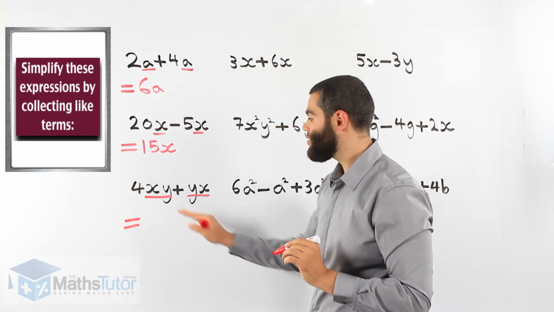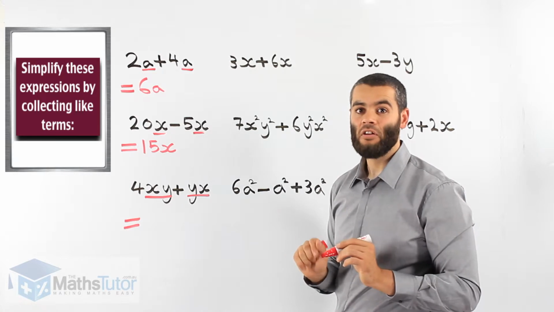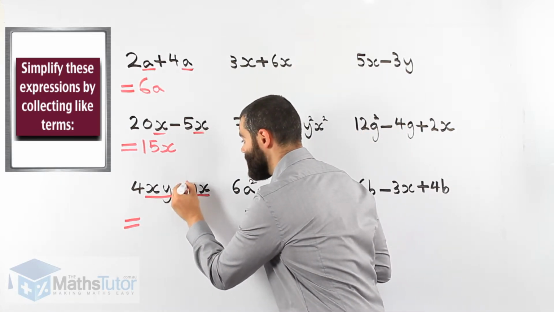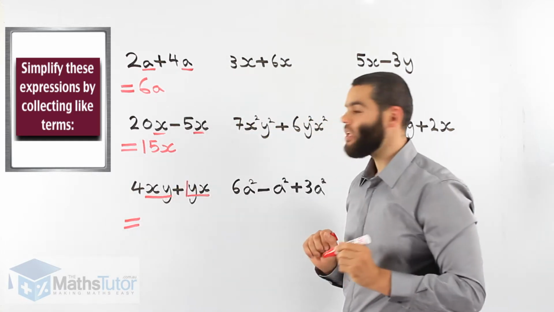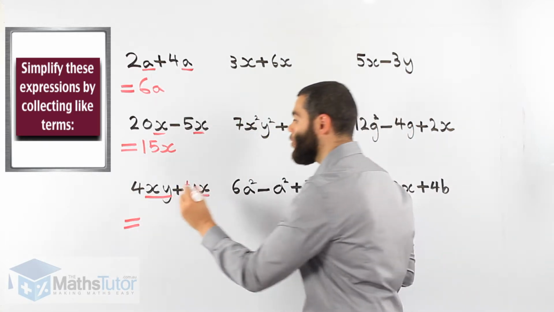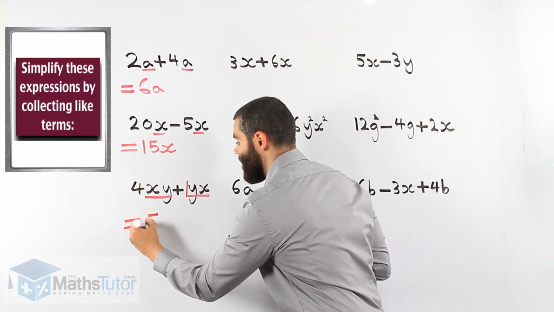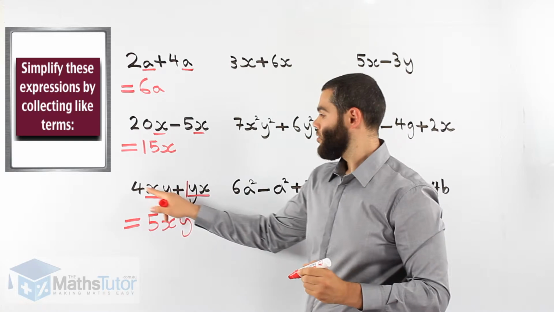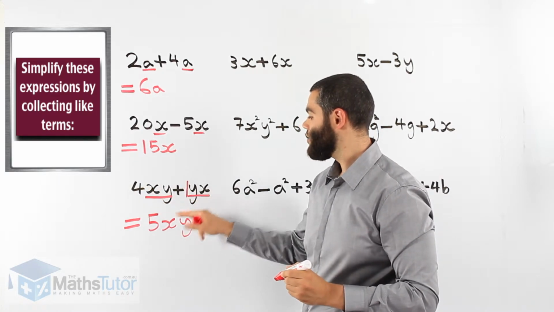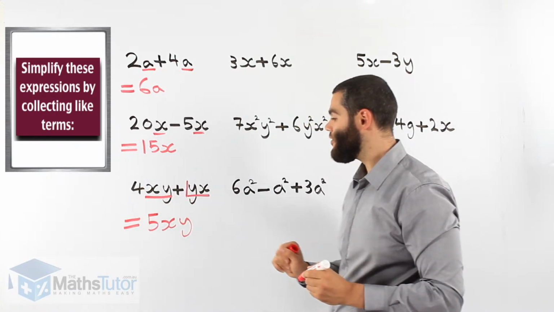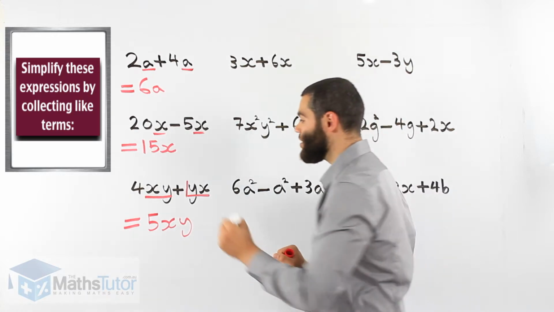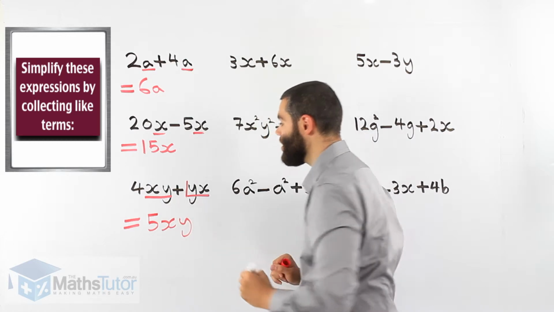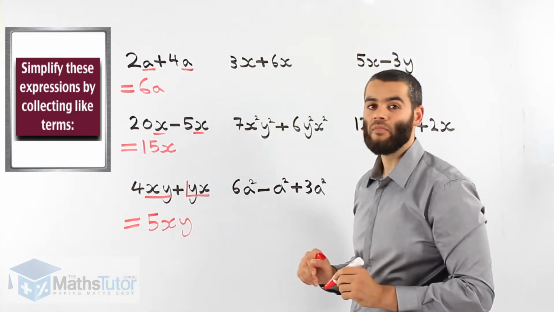Now, 4xy plus yx. We know that here there is an invisible 1. Don't forget that. Make sure you remember there is an invisible 1. 4 plus 1, 5xy, or 5yx, doesn't matter. It's best to write it in alphabetical order, xy, so 5xy. 4 plus 1 is 5xy.